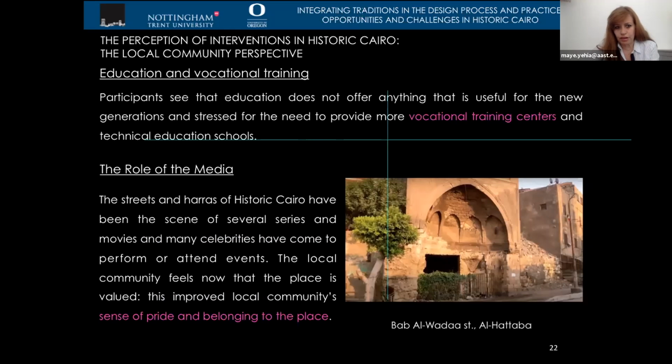About education and vocational training, participants see that education does not offer anything that is useful for the new generations and stressed the need to provide more vocational training centers and technical education schools. About the role of the media, of course, it's very important. The streets and hara of historic Cairo have been the scene of several series and movies, and many celebrities have come to perform and to attend events. The local community feels now that the place is valued, and this improved the local community's sense of pride and belonging to the place.